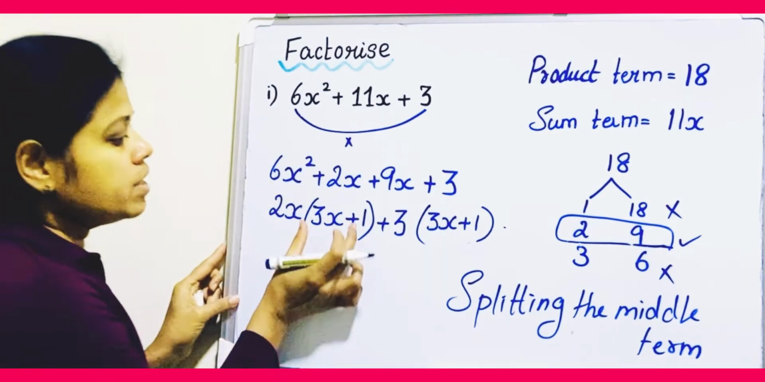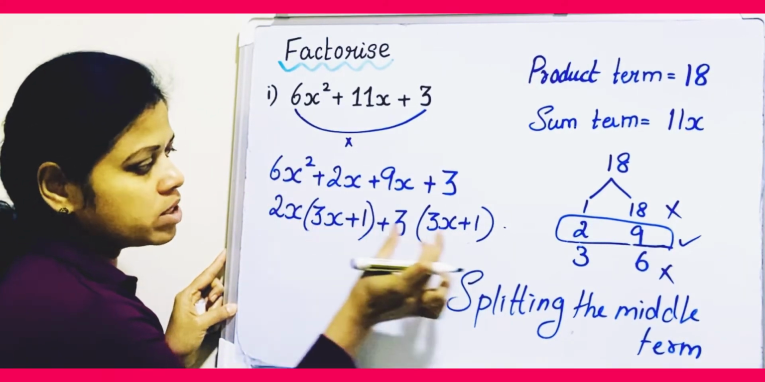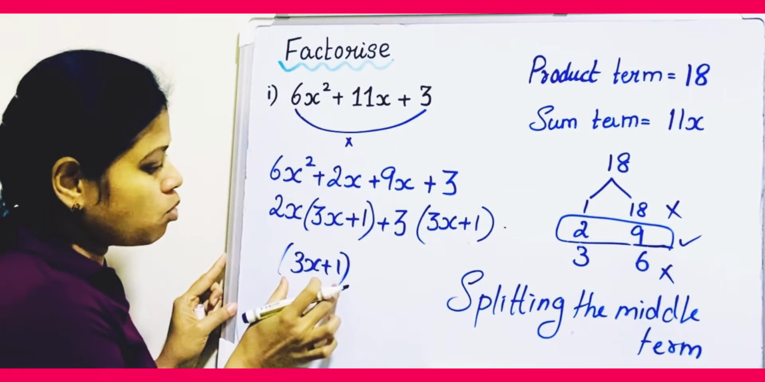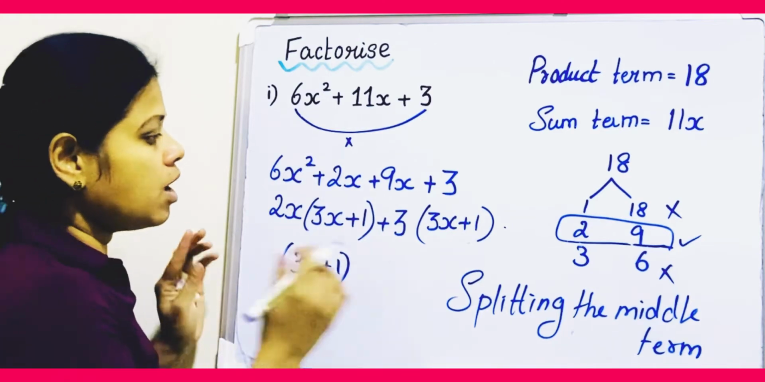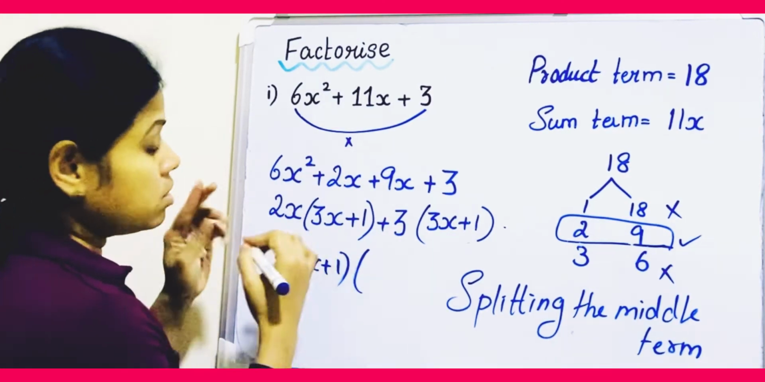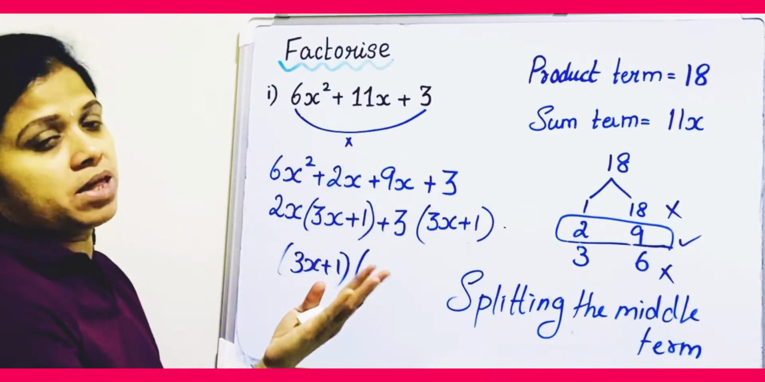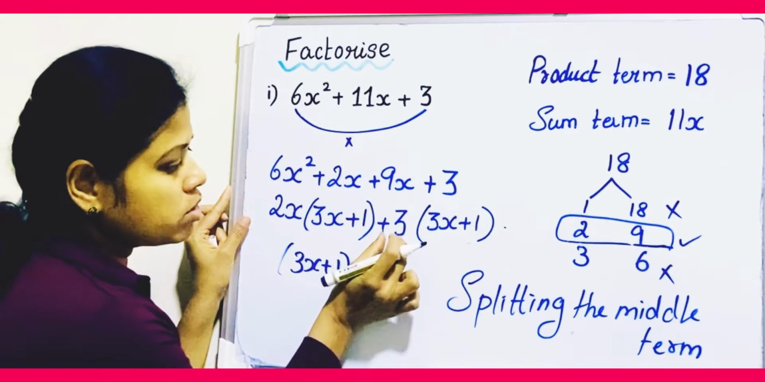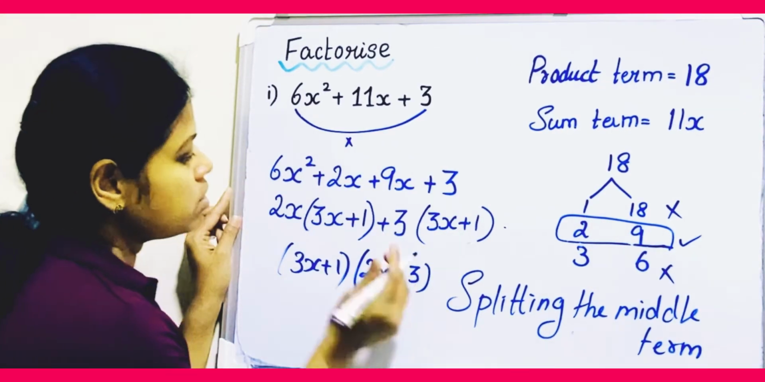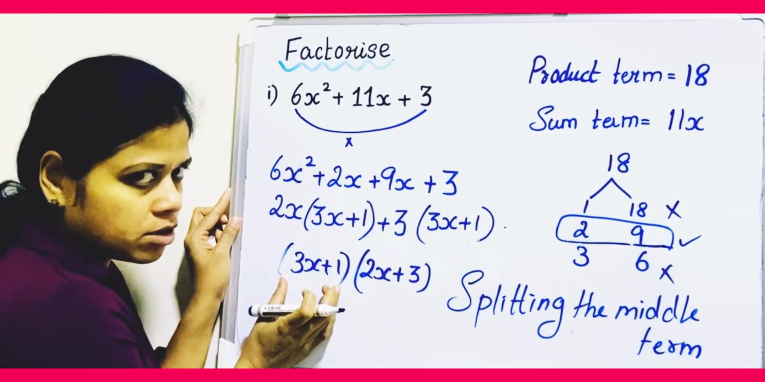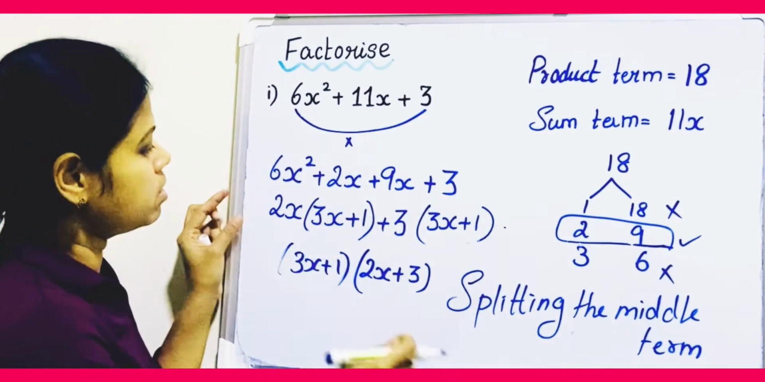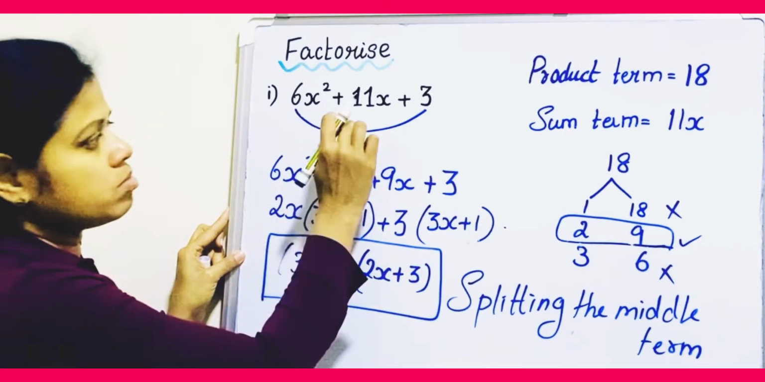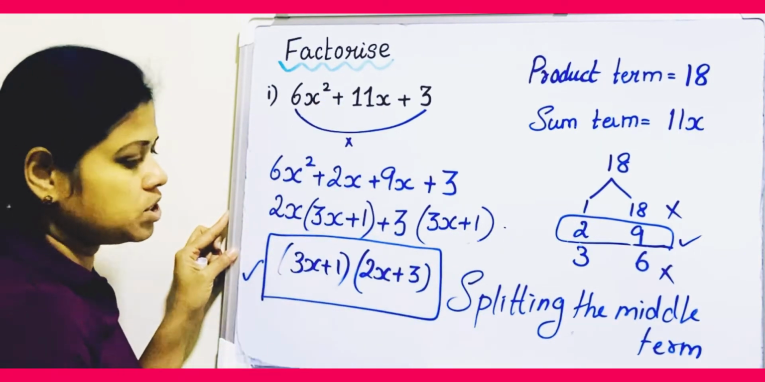Next step is take this common one. What is that? 3x plus 1 inside the bracket, right? Take that one. This is one of the factors of this expression. The other factor is this one, the numbers which are outside the bracket. So what is here? 2x. Write that. Then what is here? Plus 3. So inside the bracket, that you have to take as common one. Then the remaining factor is this 2x plus 3. So these are the two factors of this expression. So done. That's it. Finished.